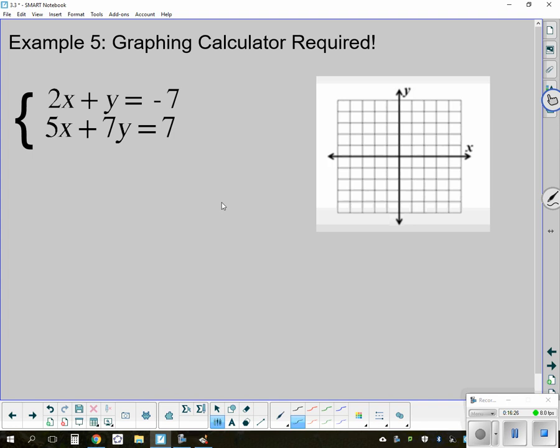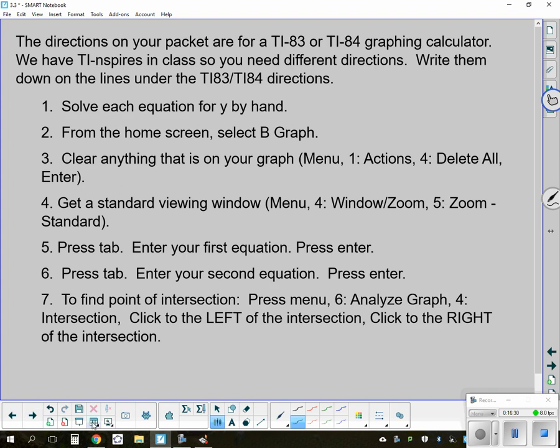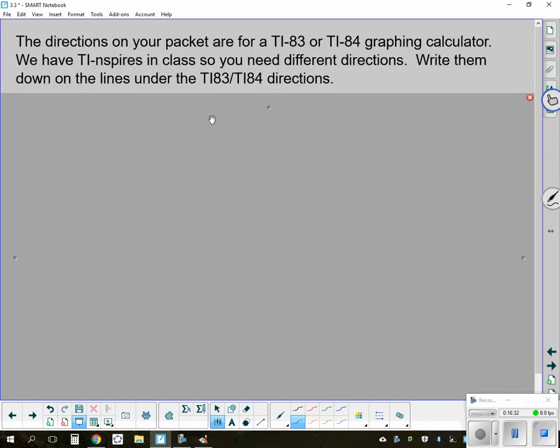Okay, so I'm going to give you the instructions to use a graphing calculator on this. However, the directions in your packet are for a TI-83 or a TI-84 graphing calculator. We happen to have not that type in class, we have TI Inspires. So you will need different directions. Write them down on the lines under the TI-83, TI-84 directions or on a separate sheet of paper, but I will want to see them when I check your packet to make sure you actually did that and you have them ready to go. So you can refer back to them.